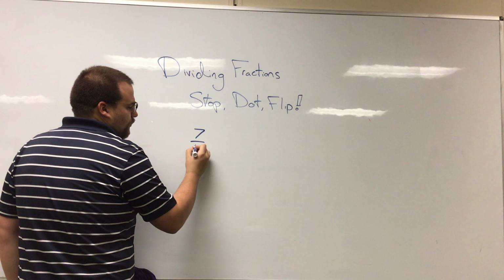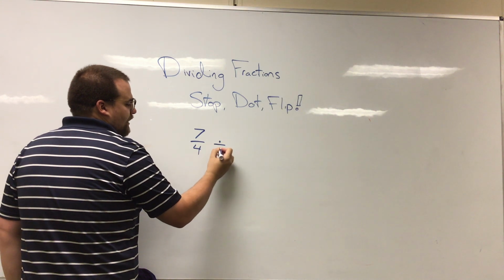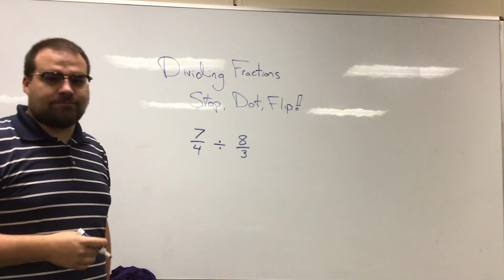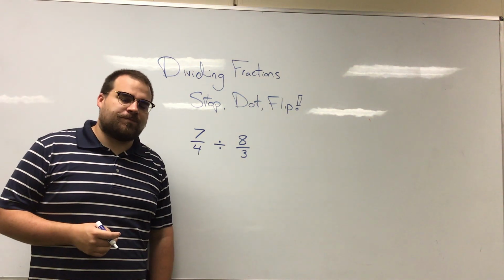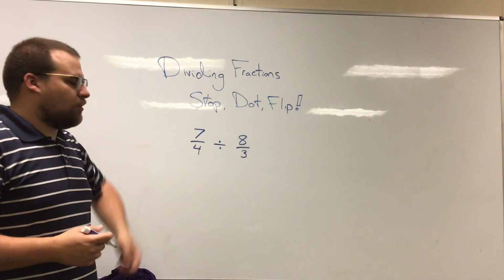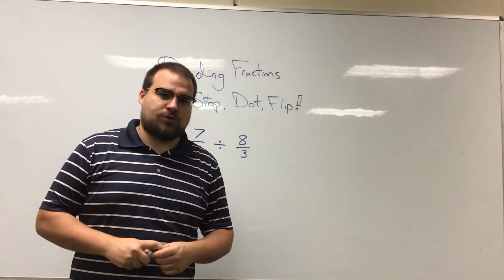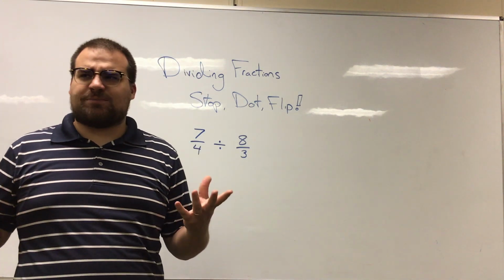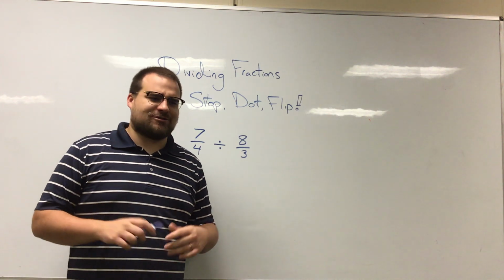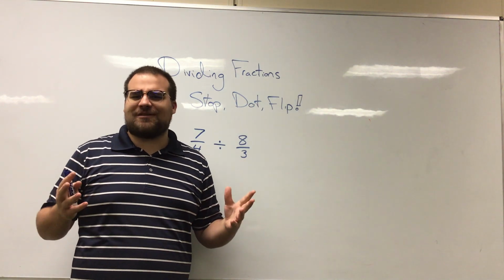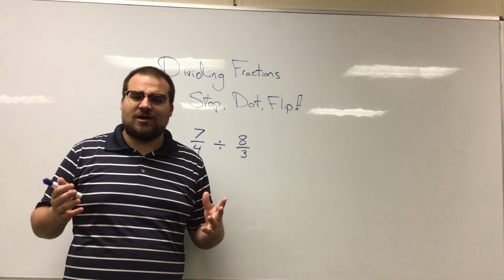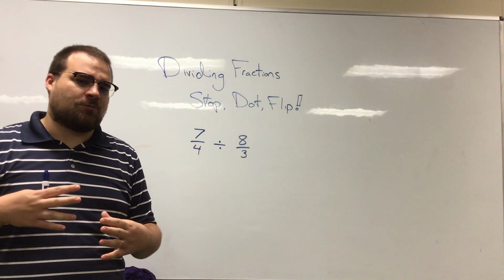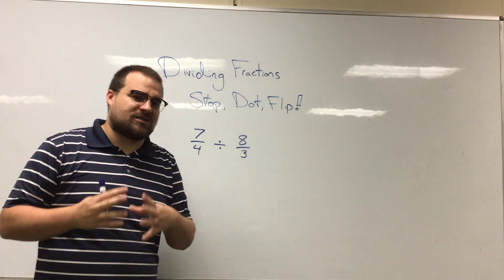Maybe 7 over 4 divided by 8 over 3. Something like that. Here's what we want to do. I use the method called stop dot flip. You may have heard other people use something called keep, flip, change, I think. And there's another one. There's a lot of different acronyms that you may have heard for this. So if stop dot flip isn't what you've heard of before, that's okay. You can think about it whatever way you want. The process is always the same.